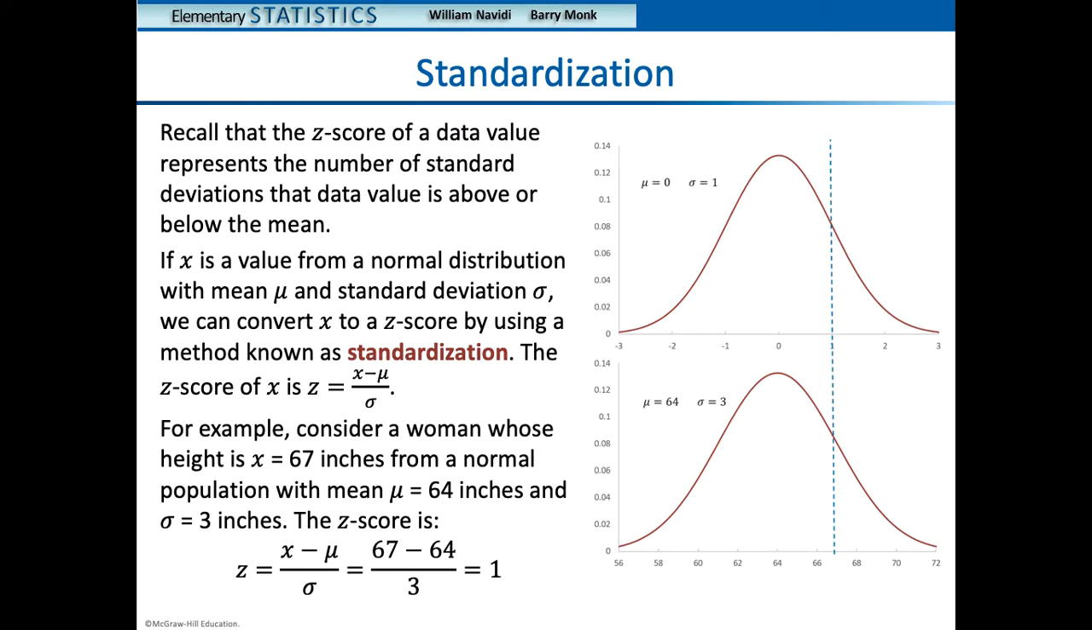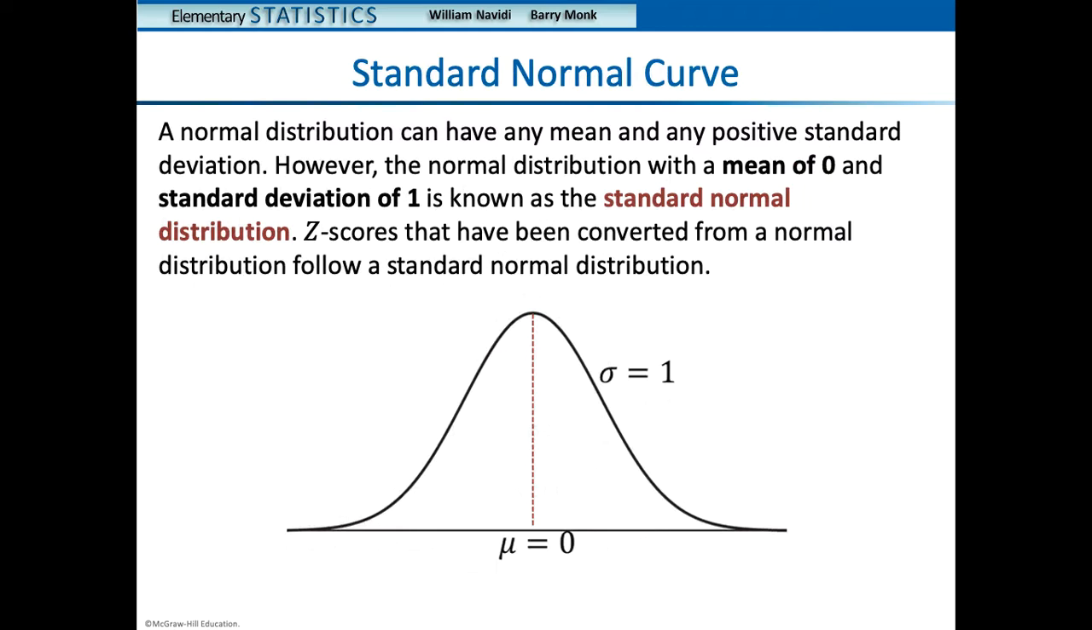And actually, I'm going to go forward one more slide, and we'll come back to that previous slide. But this is what the standard normal curve looks like. It looks like a typical bell-shaped curve, right? But the specific characteristics of a standard normal curve is that it has a mean of 0 and a standard deviation of 1.